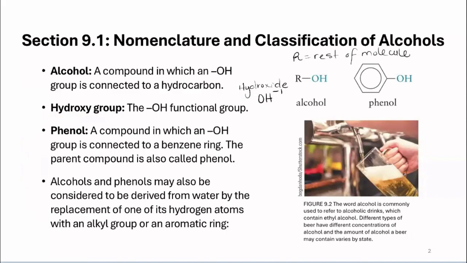Let's understand that alcohols can be found in many food items, including alcoholic beverages, including beer, as you can see in figure 9.2.